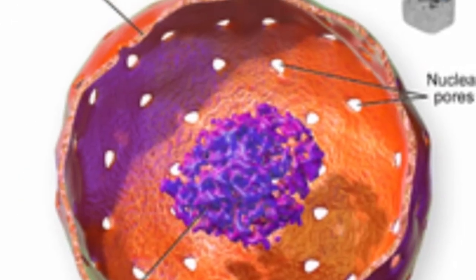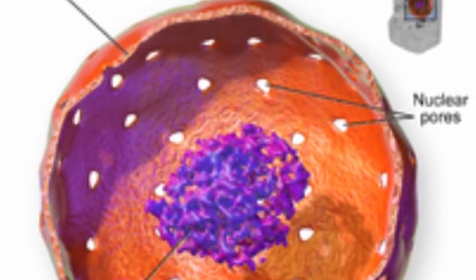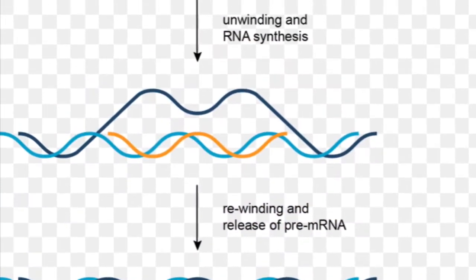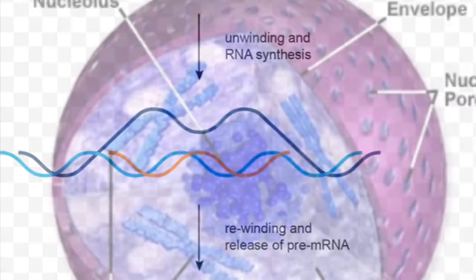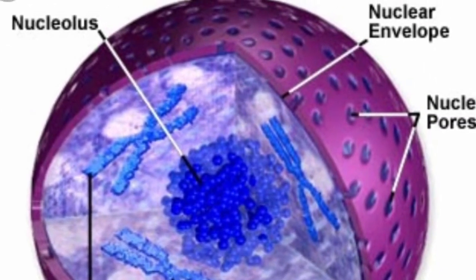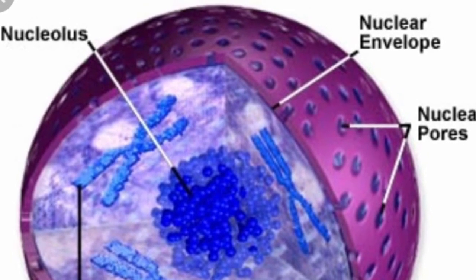Next, we will explore the nucleus. The nucleus stores genetic information. In the nucleus, DNA is housed and transcribed into RNA. The nucleus is made up of the nuclear membrane, nuclear pores, nucleolus, and chromatin. The nucleolus synthesizes ribosomes.